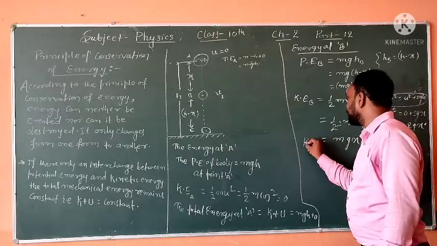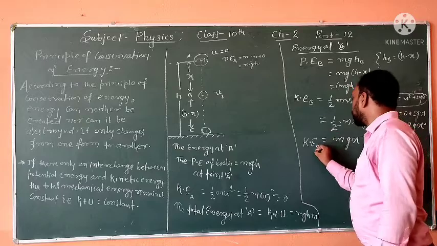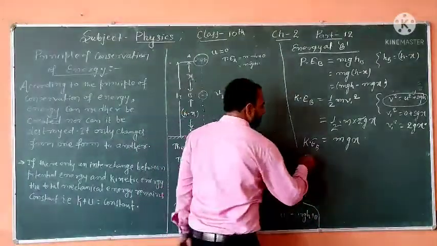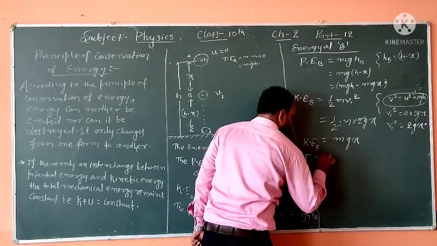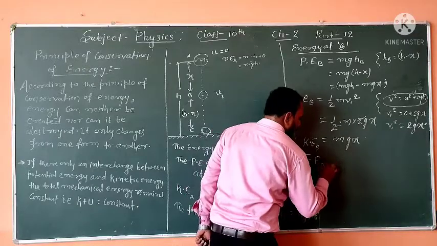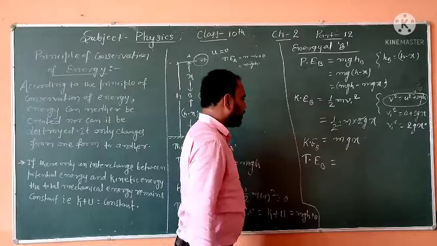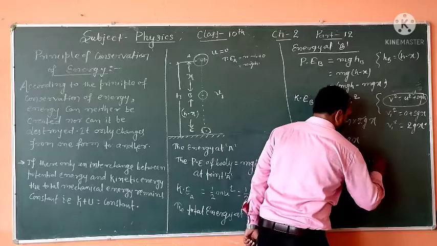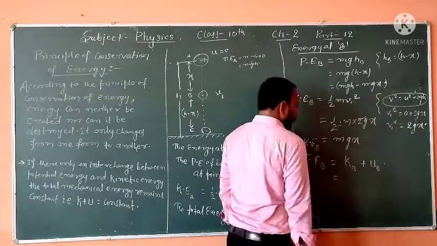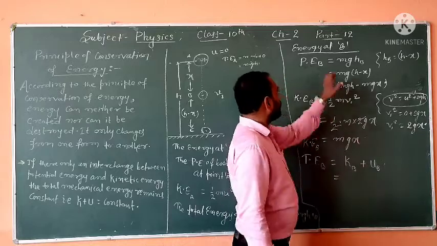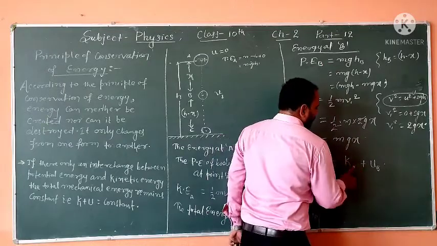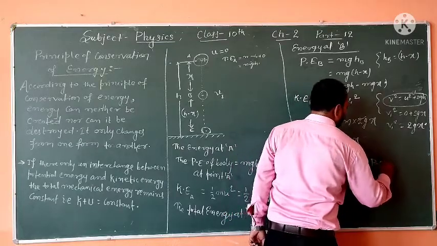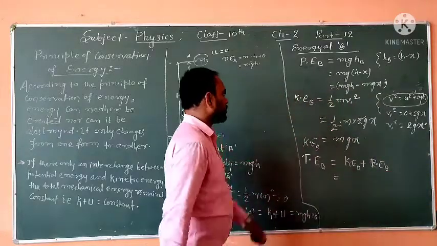mgx kinetic energy. That's it. The total energy of the body at point B will be kinetic energy at B plus potential energy at B. So kinetic energy of the body and potential. You may also write that kinetic energy at B plus potential energy at B. I will also write it like this.